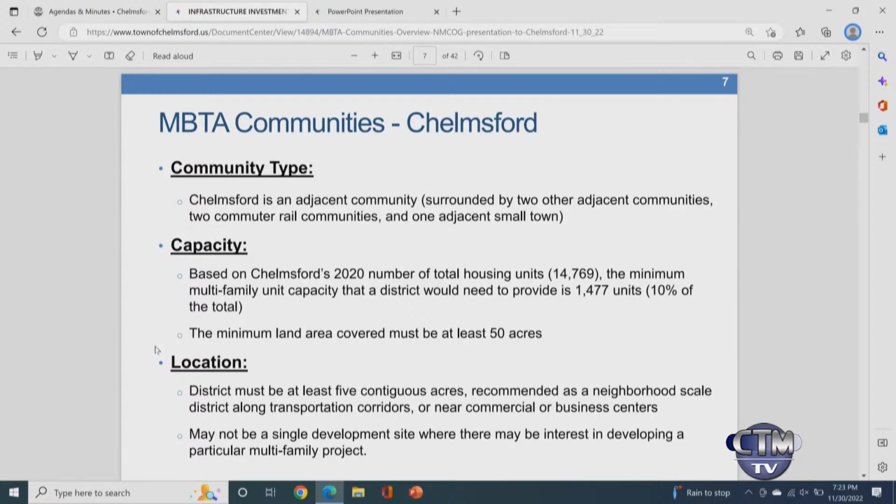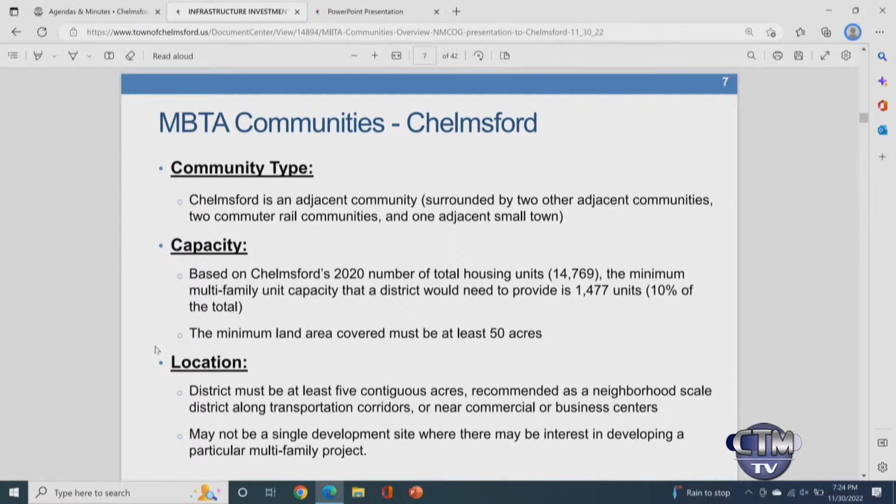Then you have many communities that are considered adjacent communities, which means that they have some adjacency to transit, but are predominantly oriented around a bus system. The bus system could be an MBTA-serviced bus, or it could be provided by the Regional Transit Authority. In our case here in Greater Lowell, we have the Lowell Regional Transit Authority, the LRTA, which provides service directly to Chelmsford. In fact, routes throughout town relate back to the LRTA.